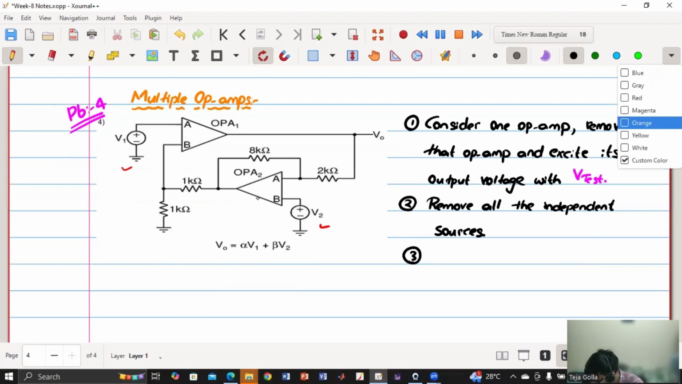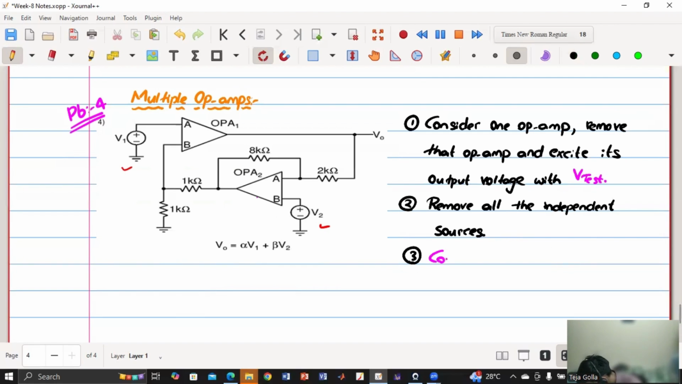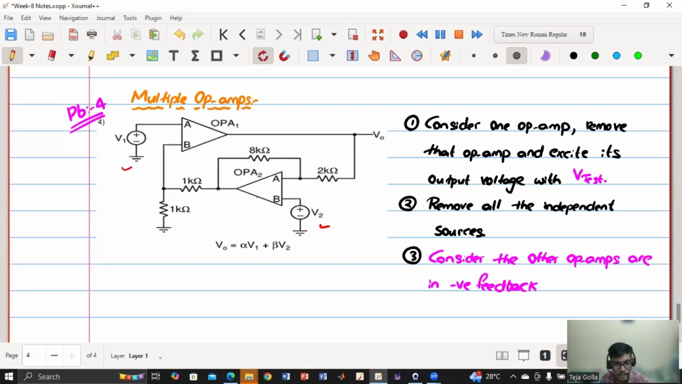So consider the other op amps are in negative feedback. So we'll assume negative feedback and then prove whether this op amp is how this op amp should be connected to make it a negative feedback. And then once we get the terminals of this, then we'll apply the same for the other op amp.